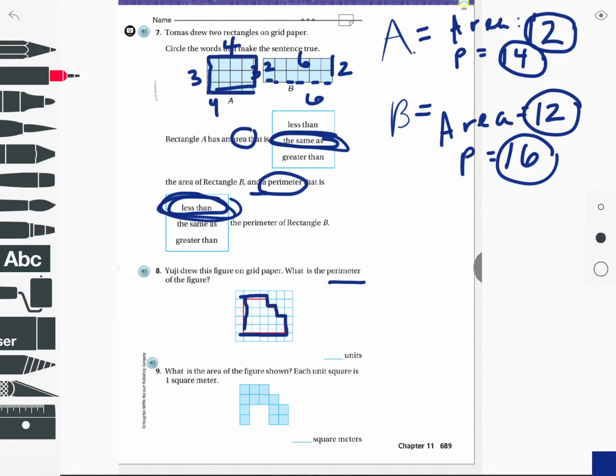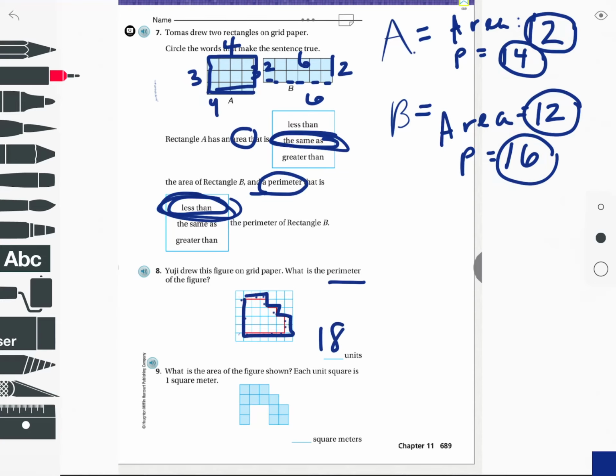I think I measured wrong. Let me try that one more time. It's a little small, so it's hard for me to do this. Let's try it one more time. So it's 1, 2, 3, 4, 5, 6, 7, 8, 9, 10, 11, 12, 13, 14, 15, 16, 17, 18. So the perimeter around the shape is 18 units.